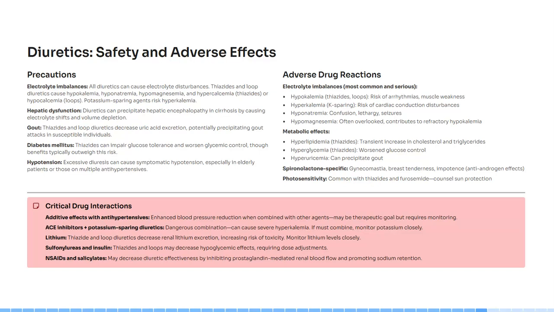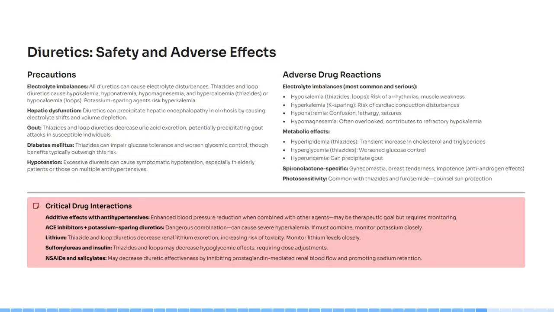Diabetes: thiazides can impair glucose tolerance and worsen glycemic control. So you really need to weigh the risk versus benefit. Excessive diuresis can cause symptomatic hypotension, especially in elderly patients or those who are taking multiple antihypertensives. So think about some situations where a thiazide or a diuretic may cause a problem. Think about real world situations where you may see a diuretic causing a problem. I want you to put your thinking caps on for this.